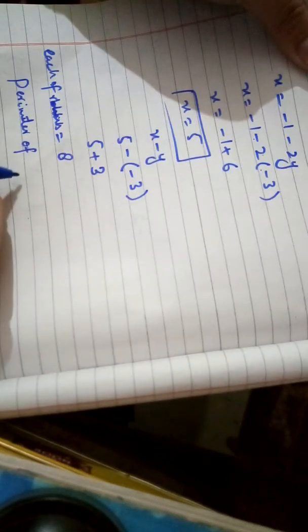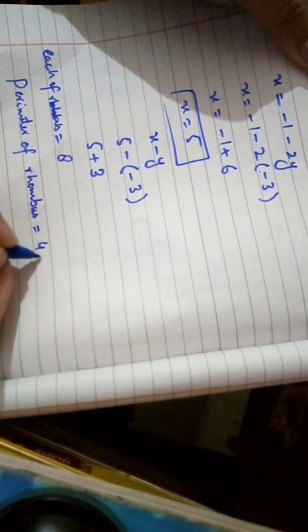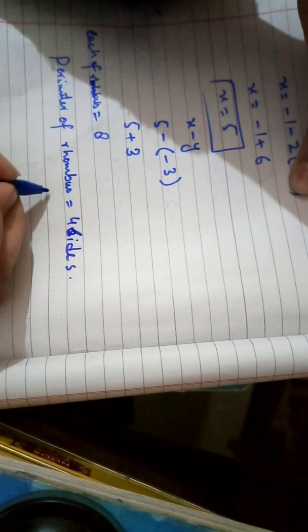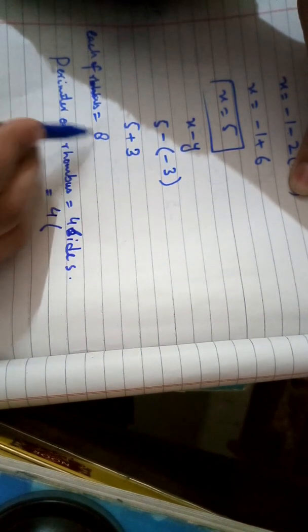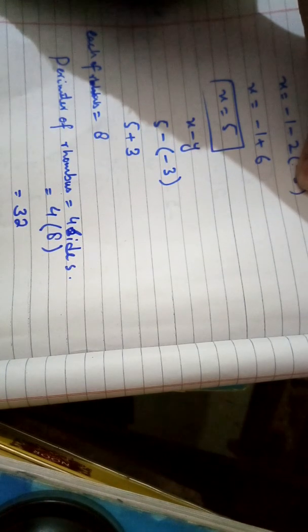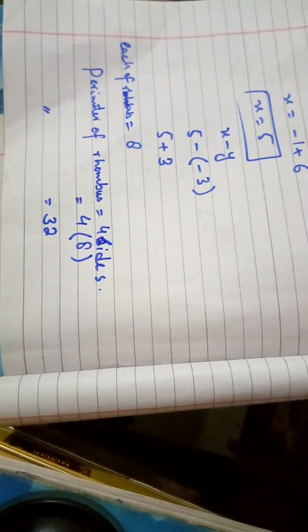is equal to 8. Now we want to find the perimeter of the rhombus, and the formula of perimeter is 4 times the side. You can also write it as 4 sides, it's better. So 4, each side is 8, so we'll get the answer, that is 32. So the perimeter is equal to 32.